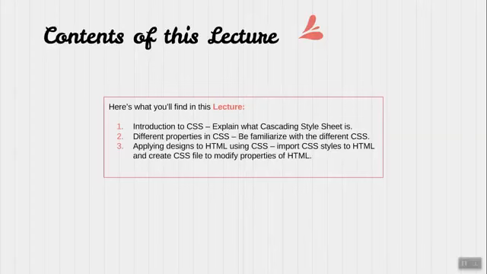Here's what you'll find in this lecture. The first one is Introduction to CSS: explaining what cascading style sheet is, and different properties in CSS, to be familiarized with the different CSS properties. And then applying designs to HTML using CSS. So we'll import CSS styles to HTML and create a CSS file to modify properties of HTML. We're going to create a different file in the CSS file format, and we will try to import it to HTML. So HTML and CSS will work together in order for you to give a better display of your website.